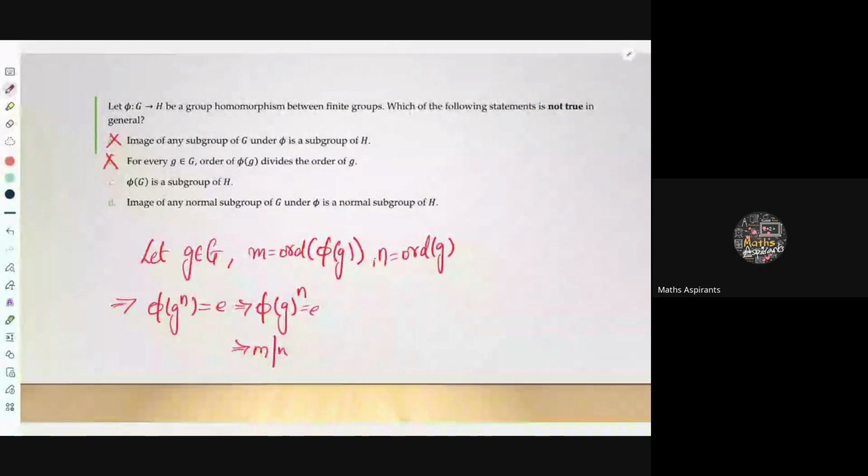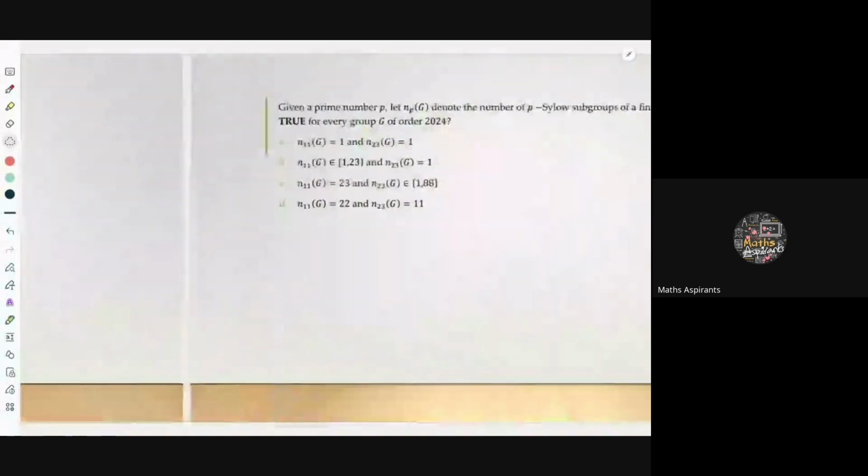So we already know the image of any subgroup is a subgroup of H. G in itself is a subgroup of G. So phi of G will always be a subgroup of H. So C is true in general. So the option that remains is D, and I leave it for you to find the counterexample.